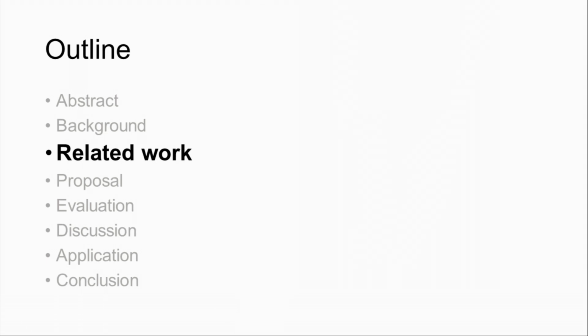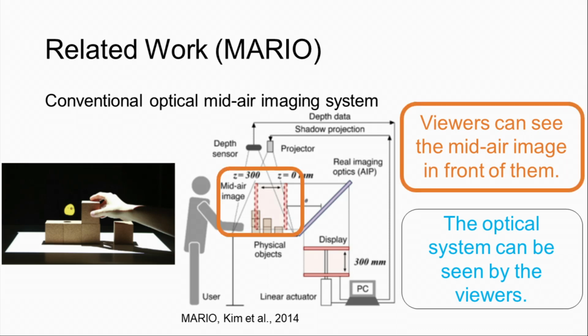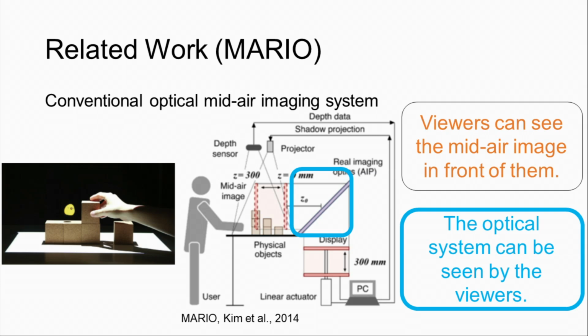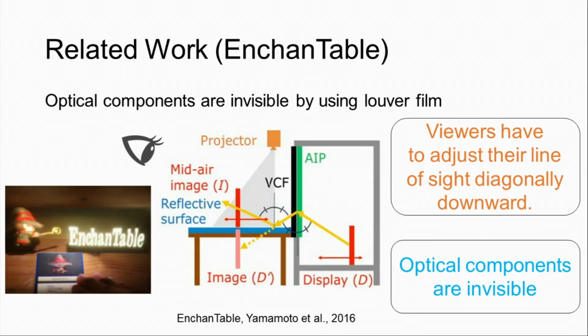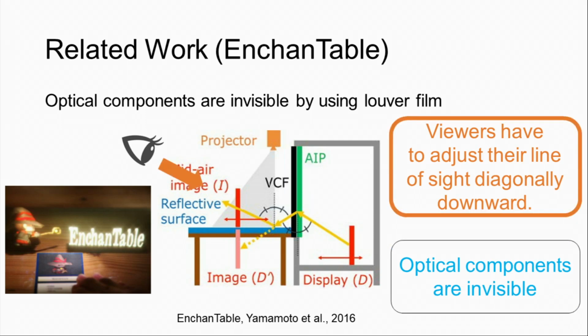Next, I will explain 2 conventional optical mid-air imaging systems. First is Mario. Viewer can interact with the mid-air image in front of the imaging optics. However, since the optical components are not shielded, the optical system can be seen by the viewers. Next is about Enchant Table. This system was installed behind the table and hidden using a Louver film, and optical components are invisible. However, viewers have to adjust their line of sight diagonally downward to see the mid-air image.